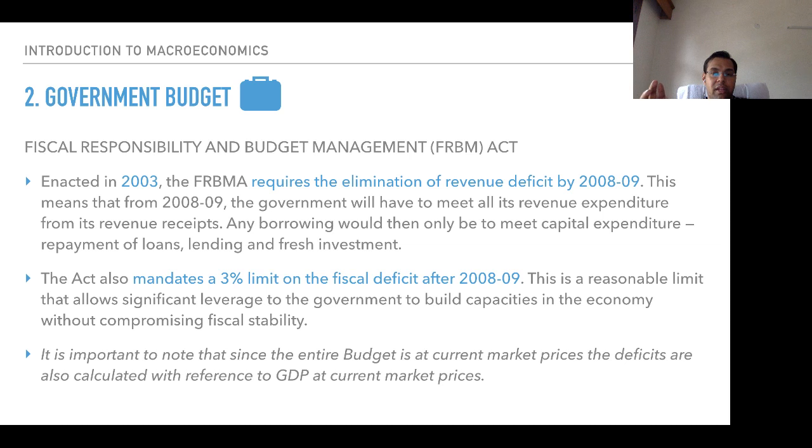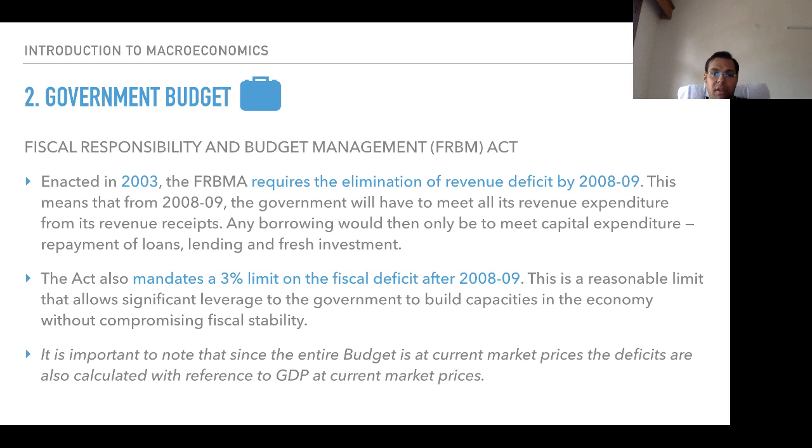Fiscal Responsibility and Budget Management Act, FRBMA, enacted in 2003, requires the elimination of revenue deficit by 2008-2009. Eliminate what? Revenue deficit. This means that from 2008-9, the government will have to meet all its revenue expenditures from its revenue receipts.